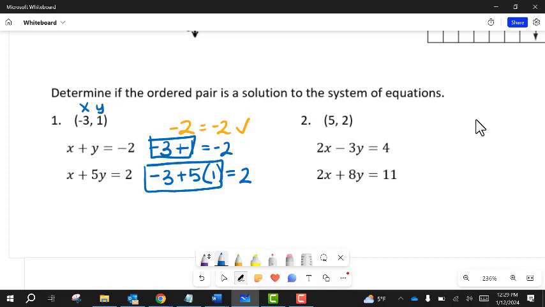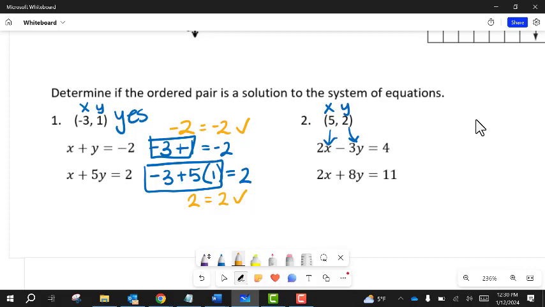Let's take a look at the second example. Again, plugging in our x and our y values into the equations down below. This one is a little bit more complex because we have coefficients. So we have 2 times 5 minus 3 times 2 equals 4. All right, so I'm going to simplify this. 2 times 5 is 10. 3 times 2 is 6. 10 minus 6 is 4. And if we bring that up, that is equal to 4. So that one works.